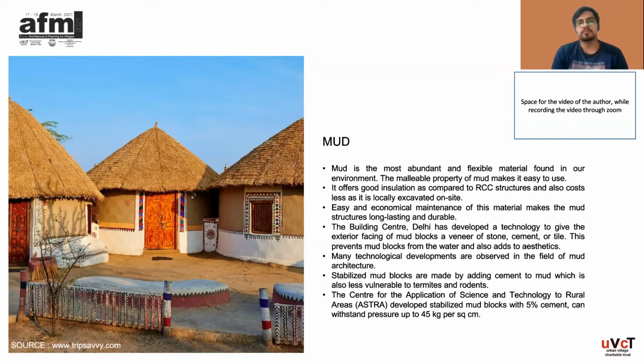Many technical developments are observed in the field of mud architecture. Stabilized mud blocks (SMB) are made by adding cement or lime to mud, specifically 7% of cement or lime, which is also less vulnerable to termites and rodents. The Center for Application of Science and Technology to Rural Areas, ASTRA, developed stabilized mud blocks with 5% cement that can withstand a pressure of 45 kgs per square centimeter. Let's move to the next slide.